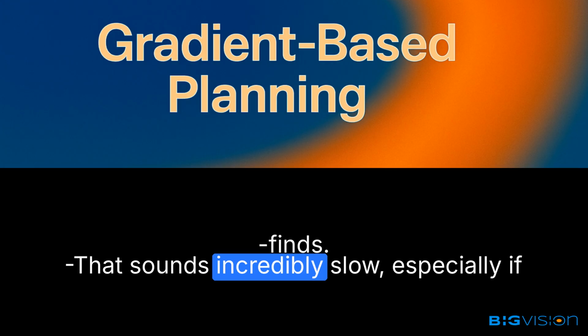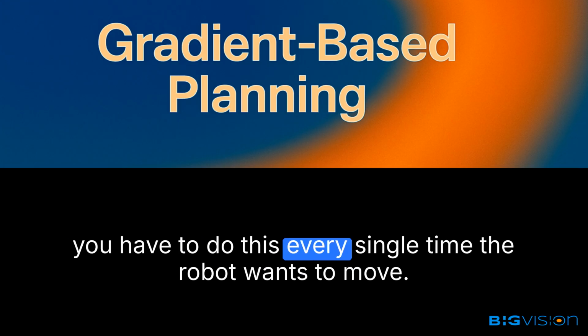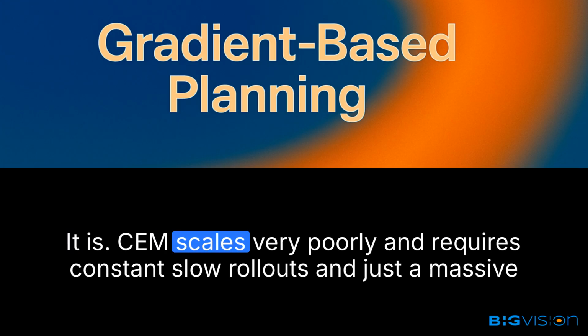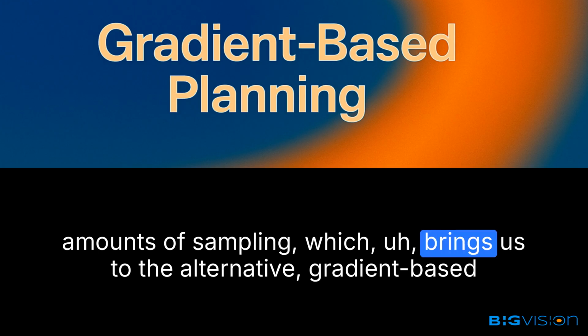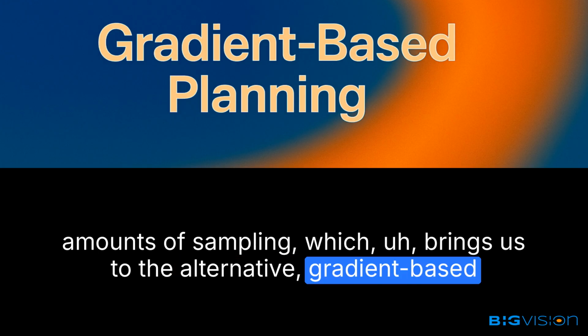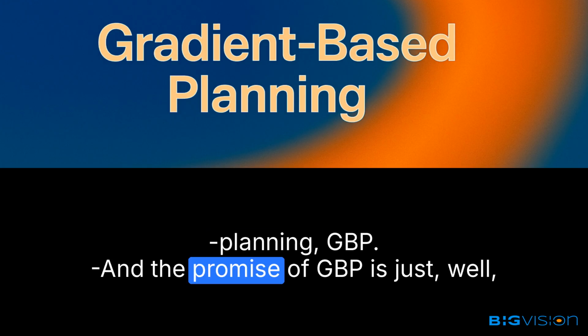That sounds incredibly slow, especially if you have to do this every single time the robot wants to move. It is. CEM scales very poorly. It requires constant slow rollouts and just massive amounts of sampling, which brings us to the alternative, gradient-based planning, GBP. And the promise of GBP is just, well, revolutionary.